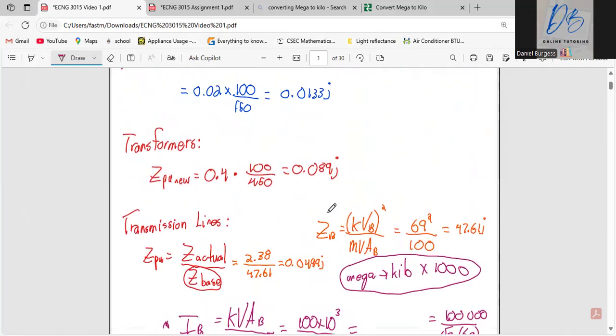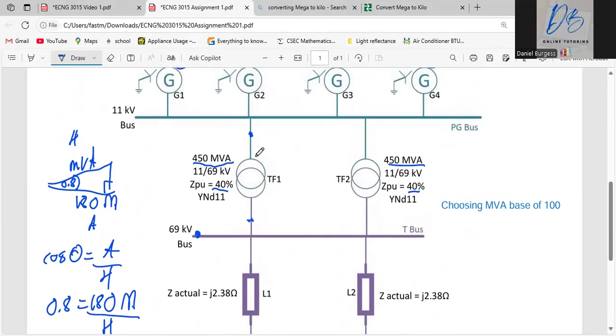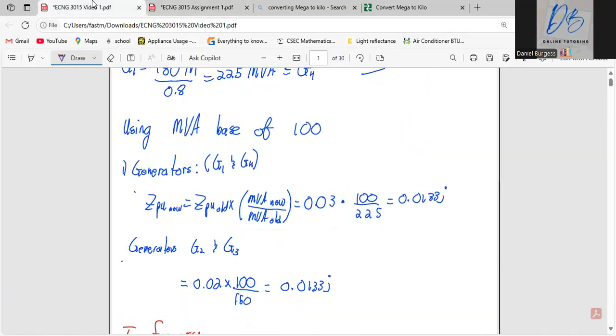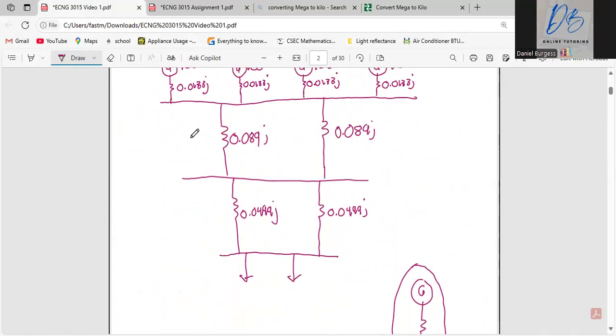So just a recap from the question: first off, convert everything to MVA, choose an MVA base and a V base, unless it was given to you. After you get everything in MVA, you convert everything from its old per unit to the new per unit on the base. And if you have any actual impedances like lines and stuff, you calculate the Z base and then you just divide it into the actual to get the per unit. And then when you do all of that, you draw the circuit exactly how it looks.